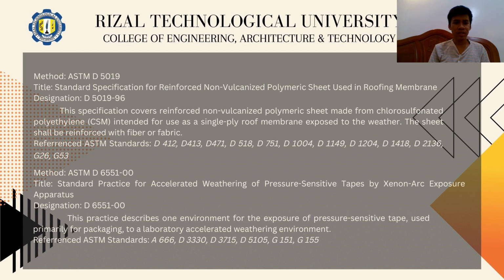Next is ASTM D5019, Standard Specification for Reinforced Non-Vulcanized Polymeric Sheet Used in Roofing Membrane. This specification covers reinforced non-vulcanized polymeric sheets made from chlorosulfonated polyethylene, intended for use as a single-ply roof membrane exposed to the weather. The sheet shall be reinforced with fiber or fabric. The polymers used in these sheets have thermoplastic characteristics at time of installation. The chlorosulfonated polyethylene will vulcanize in place under ambient conditions.